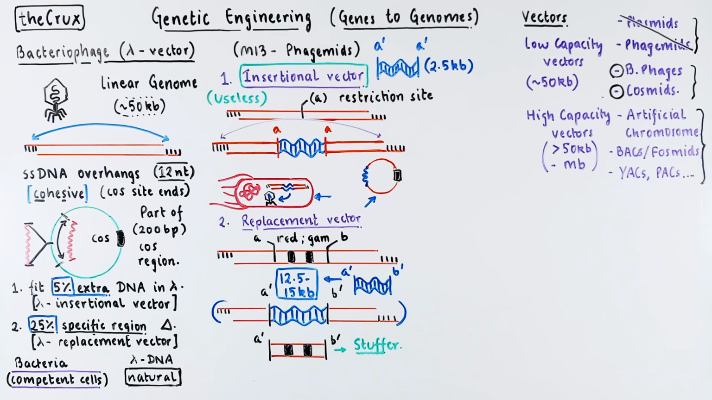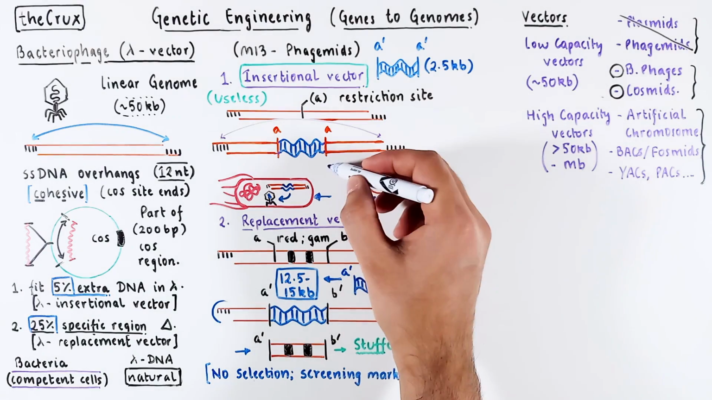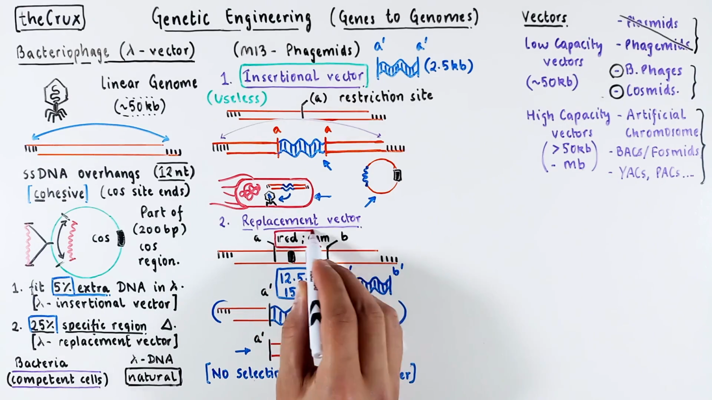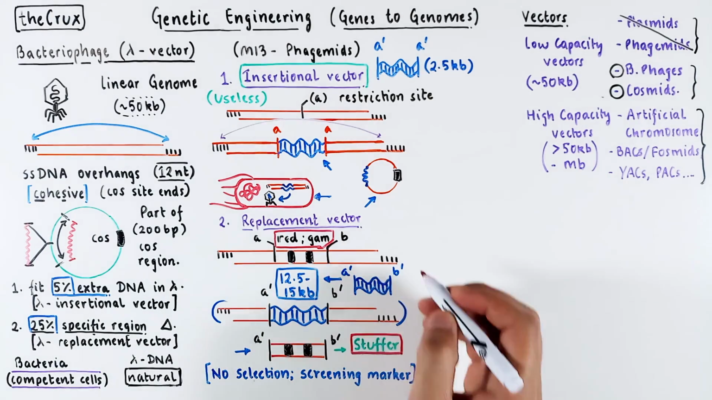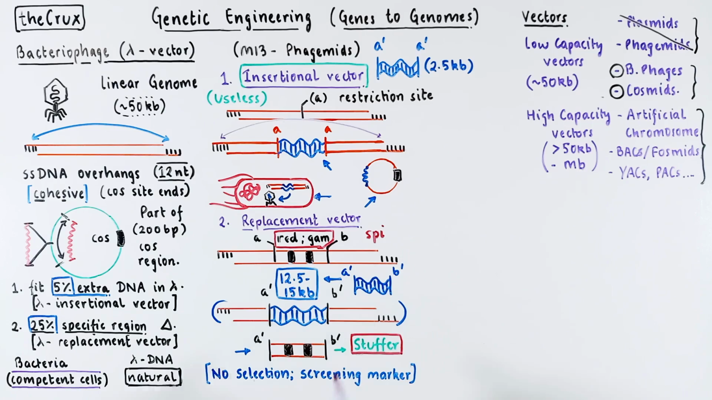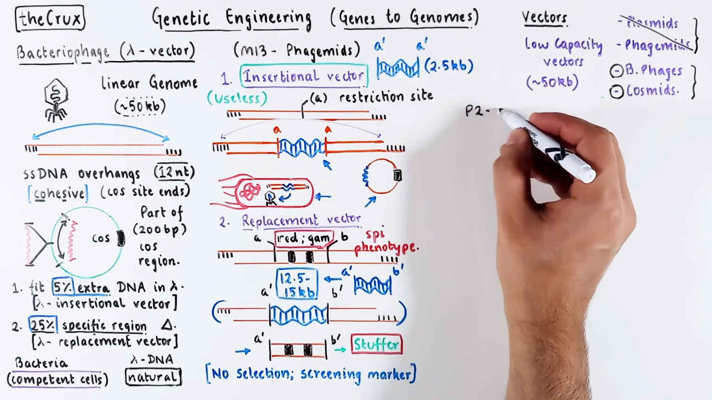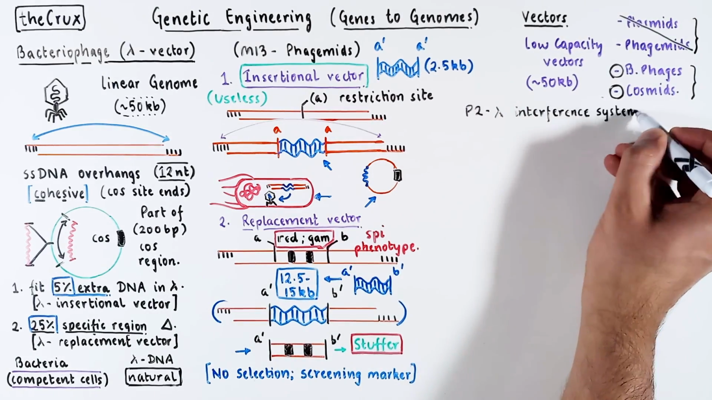A big difference in the use of lambda DNA as a literal vector is the lack of any selection or screening markers. We have either replaced some portion of the viral DNA or inserted some DNA. Insertionals are useless to begin with, but replacement vectors remove this junk stuff that contains red and gam genes. These two genes play a role in giving rise to the Spi phenotype, which can be used to select if your fragment got inserted. For this, you have to understand the concept of P2 lambda interference.